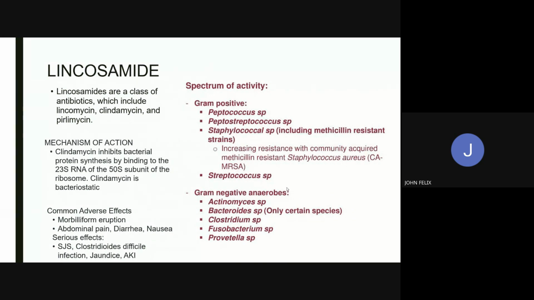The spectrum of activity: it covers only the gram-positive organisms, and it covers only the gram-negative anaerobes. It will not cover gram-negative bacilli or cocci. Next one.